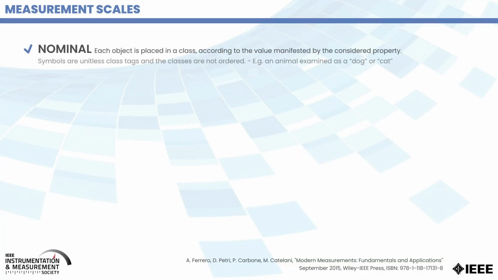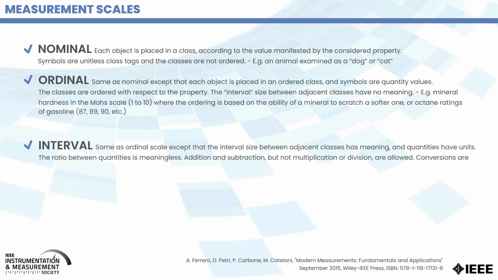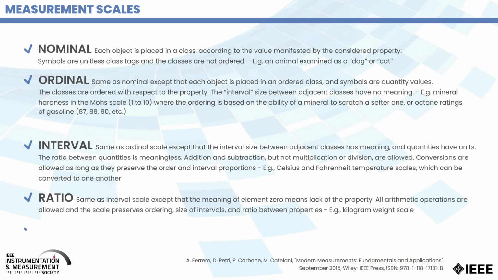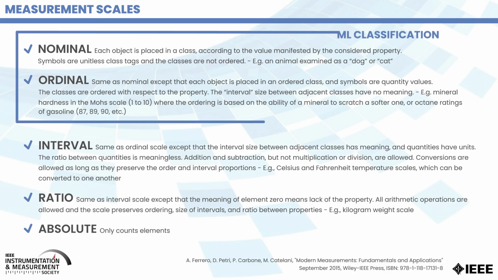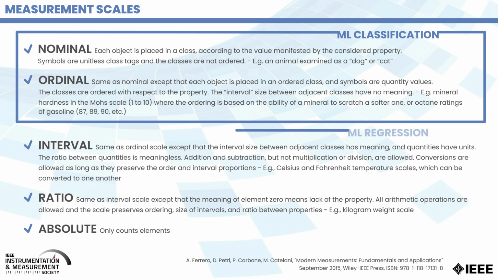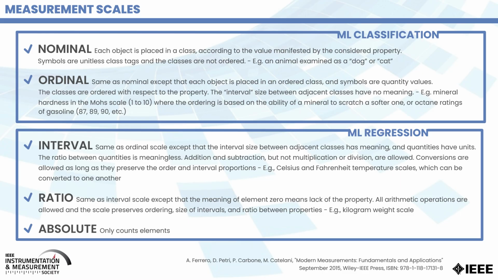So these are the different types of machine learning approaches, and they relate to measurement scales in the sense that, as we know, there are these measurement scales: nominal, ordinal, interval, ratio, and absolute. And if we look at machine learning classification, that operates in the nominal and ordinal scales where there is no units. So here values don't have units. Whereas machine learning regression operates in the interval, ratio, and absolute scales, which do have units.